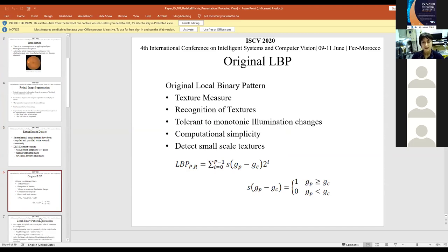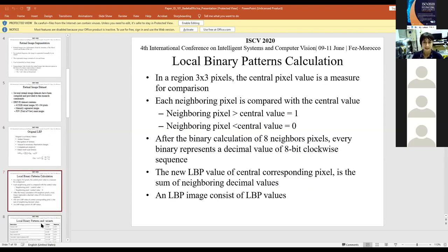The basic LBP performs these actions, whilst the others have been implemented in different ways. But the main concept is the comparison of a neighboring pixel with the central value. How does it happen? We have the central value, and we take the area around the central value, and we compare it with the central value. If the neighboring pixel is higher, then the value will be 1. Otherwise, we have the opposite.